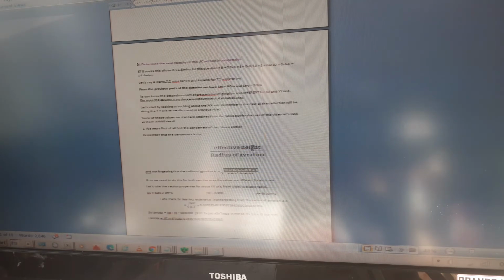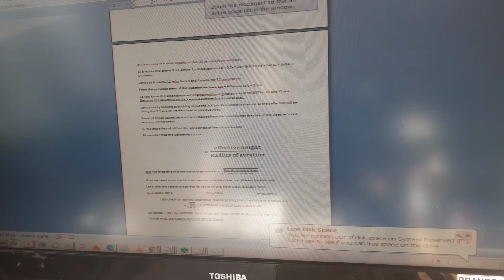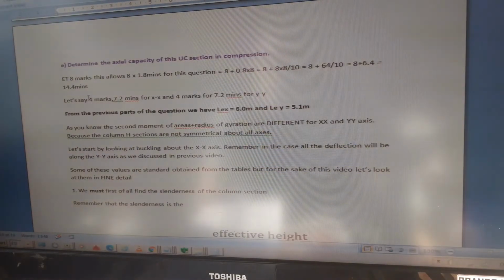So basically we have now found out the effective lengths, so now we need to just design the column section. For this question, it's to determine the actual capacity of the UC section in compression. Remember as well, this one was very simple. This was just axial load only, no bending moment, so it makes life a lot easier.